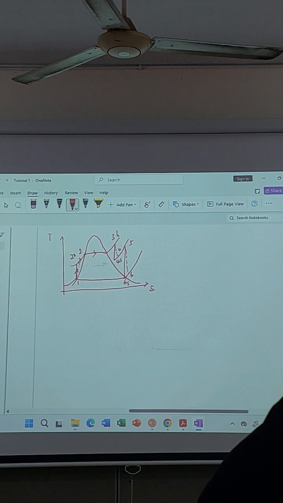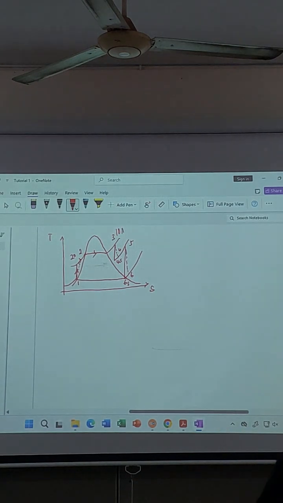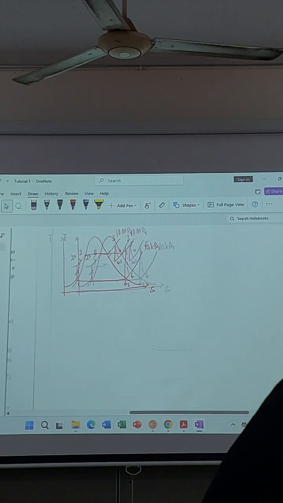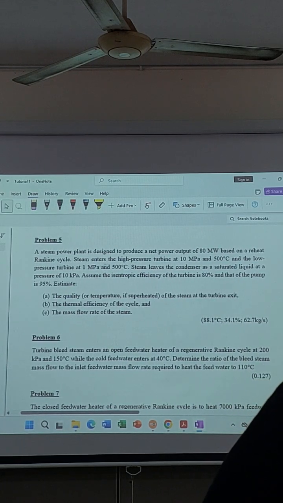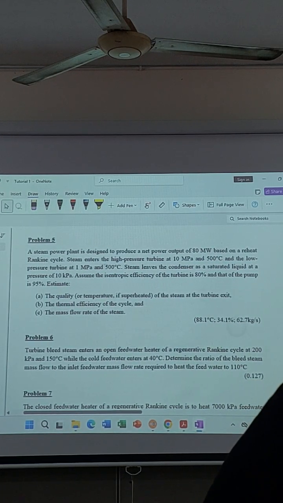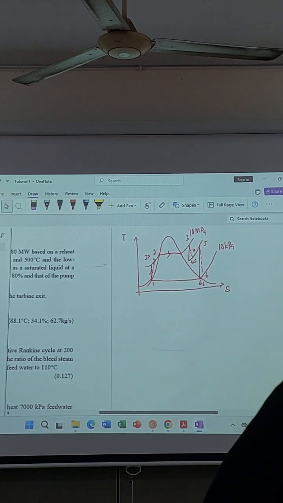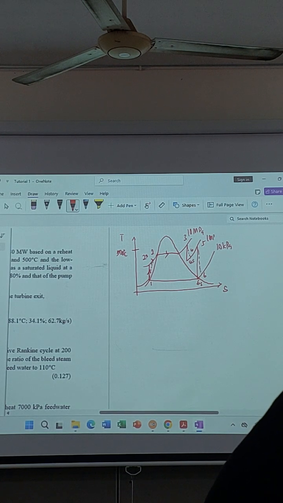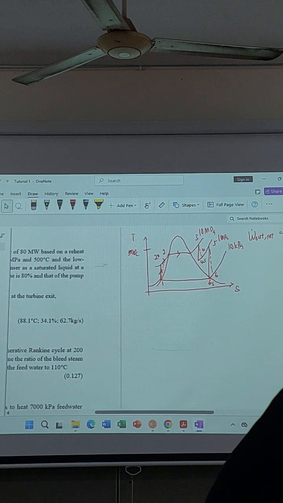Okay, so this is 10 megapascal here. This is 10 kilopascal. Total net power output is 80 megawatt. So we have 500 degrees Celsius here. This is 1 megapascal. Our net output is 80 megawatt.